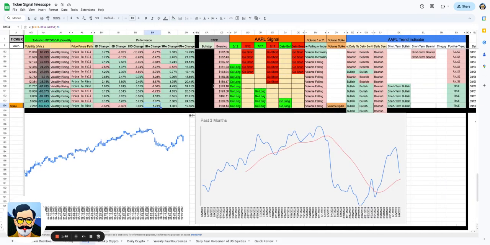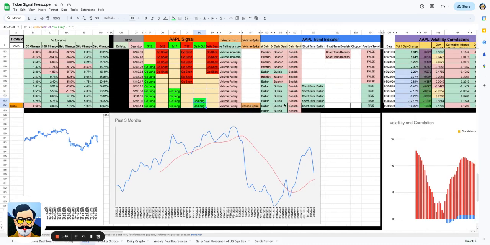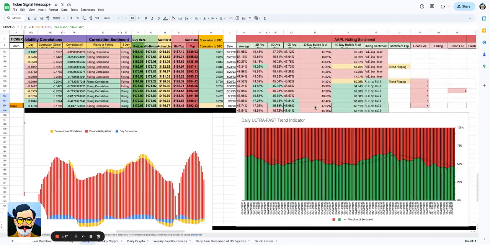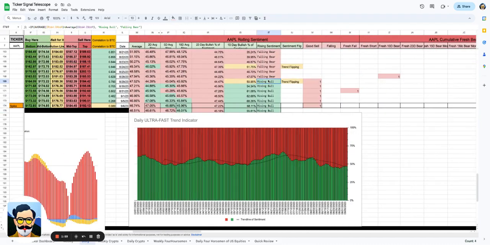Now, the nice things that we see in terms of signals, we've got go long in the short term, intermediate term, and longer term. The concern is that we saw that volume spike. We're still positive in terms of seeing bullishness in the short term and intermediate term. We are bearish on the longer term now. So you want to be very conscious and cautious of what might happen here. We do have a rising bull in the rolling sentiment. You can see here in this overall graph, we are back slightly potentially above that 15-day moving average. This is based on the ultra fast sentiment indicator, but the ultra fast is even falling again.